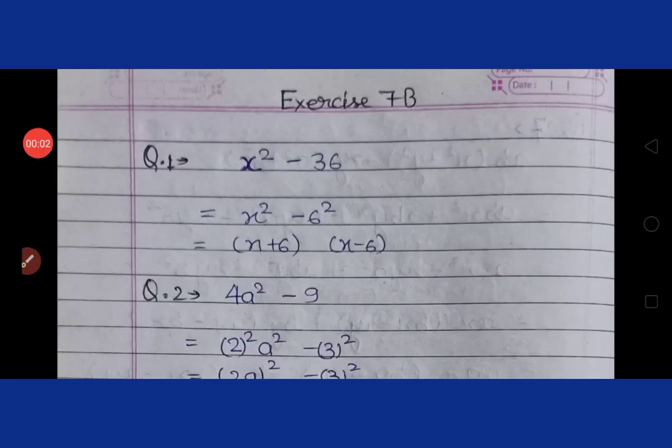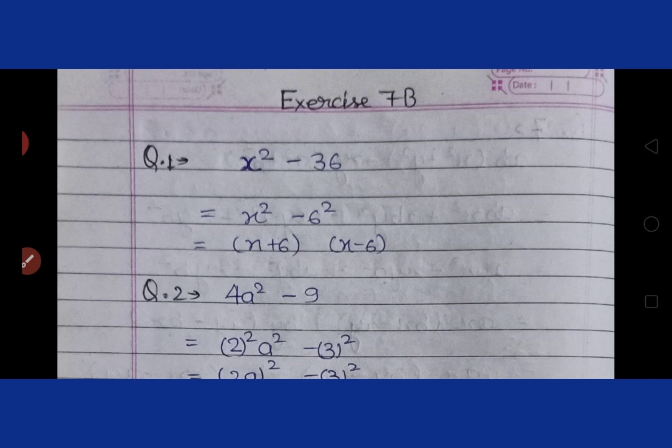Students, today we will study the second exercise of factorization from the R.S. Agrawal book. In this chapter, this exercise is based on an algebraic identity, a square minus b square. As we have studied in the previous chapter, operation on algebraic expressions, a square minus b square is equal to, when we expand it, a plus b in the first bracket and a minus b in the second bracket. In the same way we will solve this exercise.